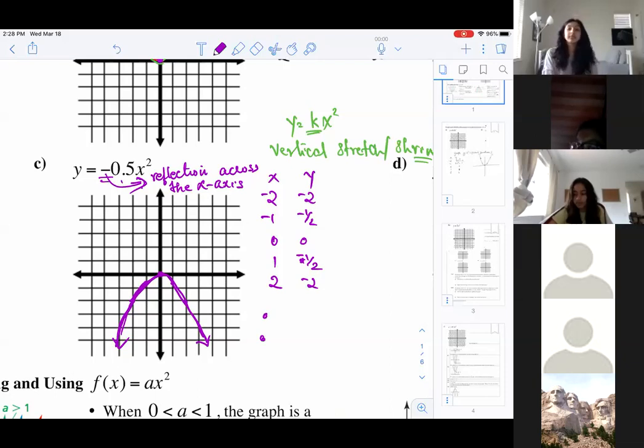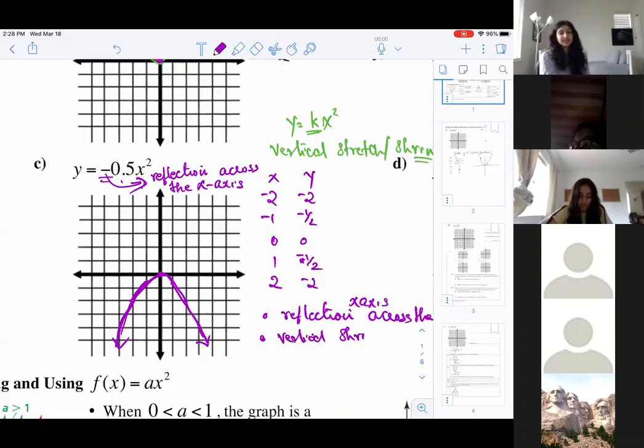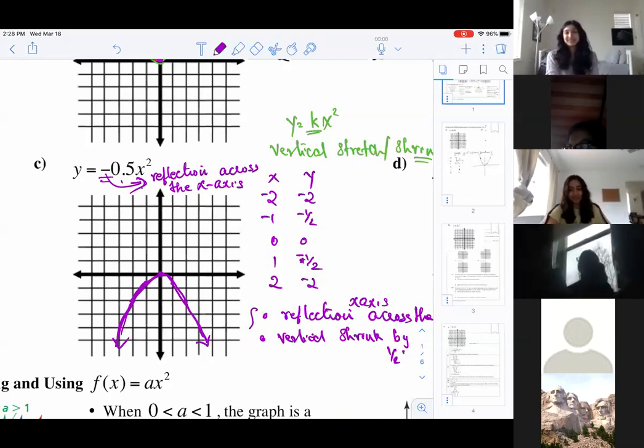The first one is you're going to write there is a reflection across the x-axis. And the second one is vertical shrink. Very good. Vertical shrink by half. Okay. Here we go. So we are talking about two different transformations of that problem.